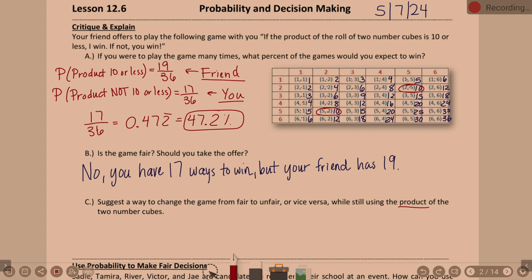Your friend wins when the product is less than 10. You win when the product is greater than 10. If a product of 10 is rolled, re-roll the dice. So however you want to express that.